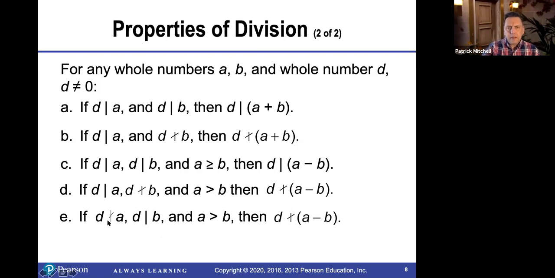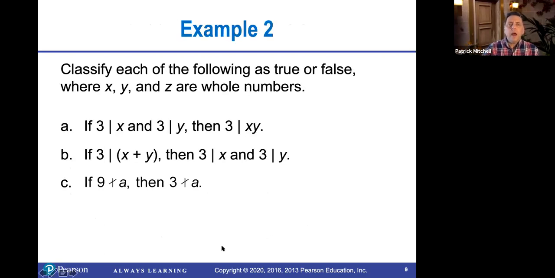Let's see. This almost says the same thing as letter D, almost. Letter D is talking about the second number in the difference, and letter E is talking about the first number in the difference. Okay, so more true or false.